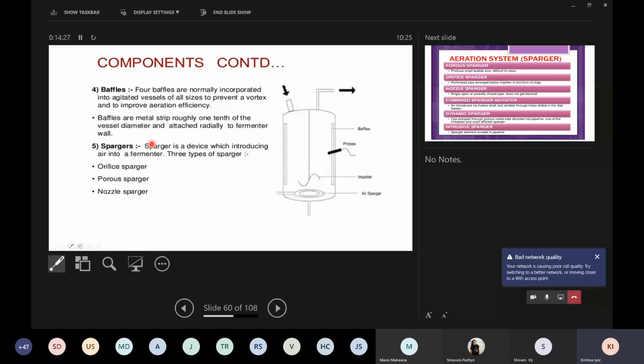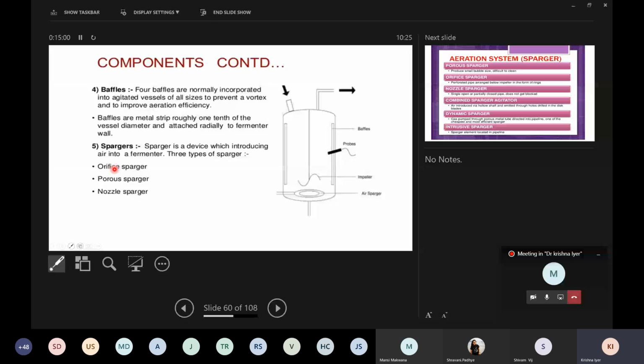What are called orifice spargers, porous spargers, and nozzle spargers. Now, I'll give an example of what an orifice sparger is. It's like in a garden, if you watch some movies where they show people watering the garden with a little device, it's like a bucket-like thing with a little spout, and the spout has holes in it.